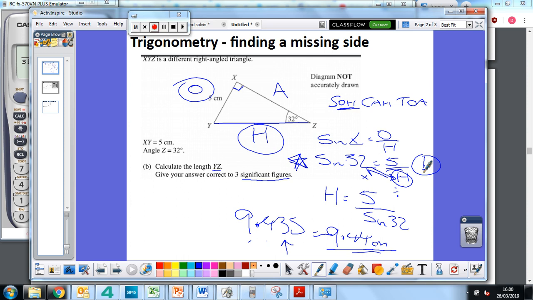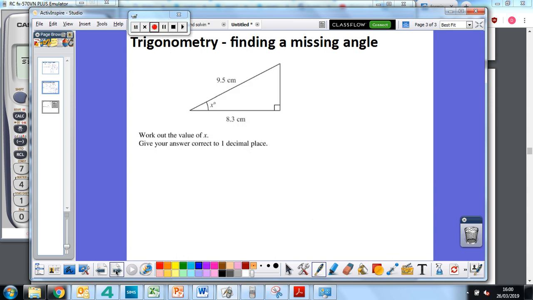Final bit of trigonometry for this grade 5 level is when you're trying to find a missing angle. So let's have a look at a finding a missing angle question. Here we are, a right angle triangle. It's got some angles, it's got some lengths. I think this is question 2 in your pack, folks.